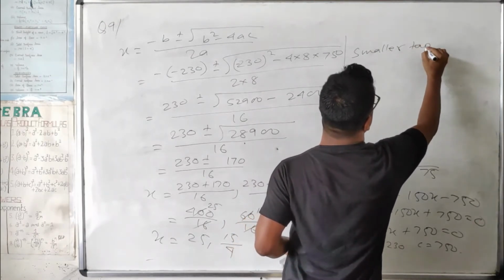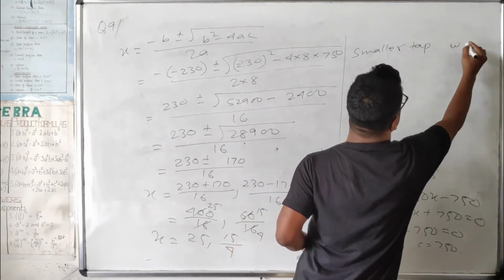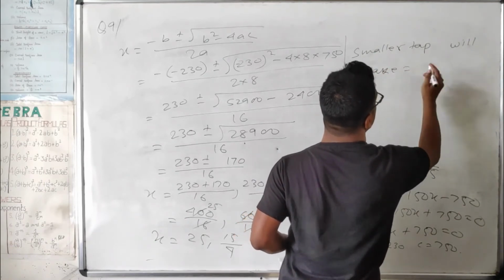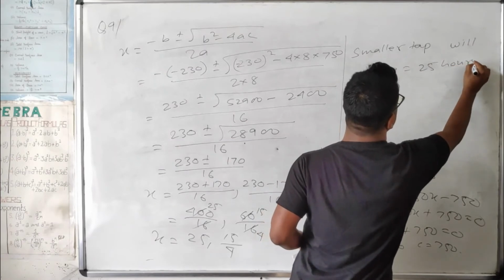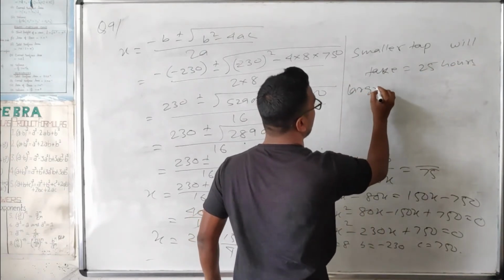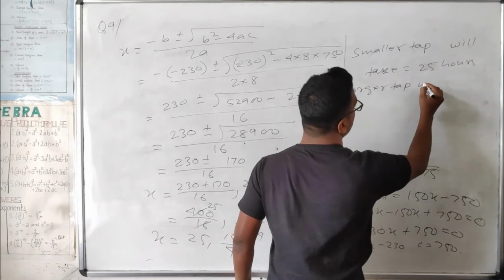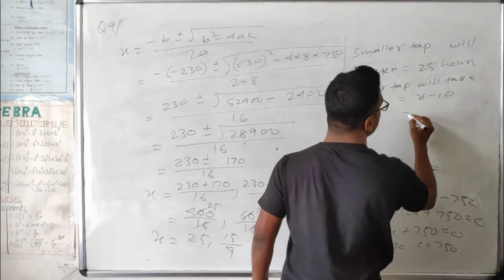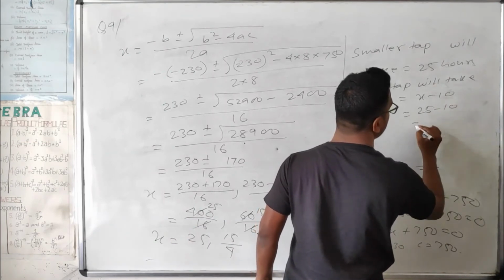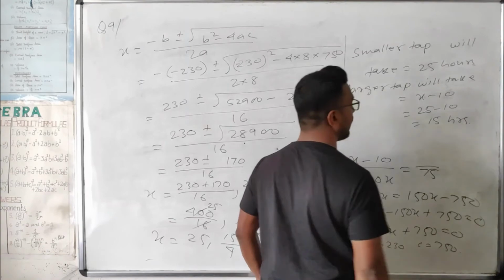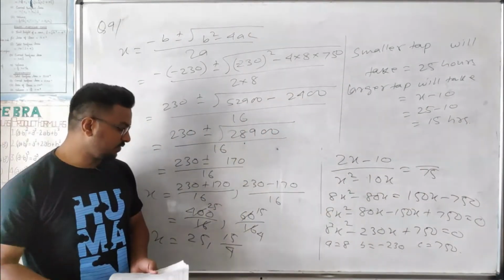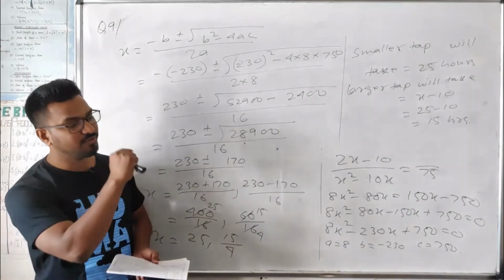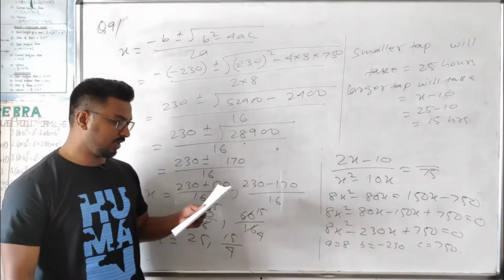Let me solve it here. Smaller tape will take 25 hours, and larger tape will take, it was how much? x minus 10, right? So 25 minus 10, that is 15 hours. Okay, so the smaller tape will take 25 hours and the larger tape will take 15 hours, 10 hours less, right? So that will be 15 hours. So moving to the next question.